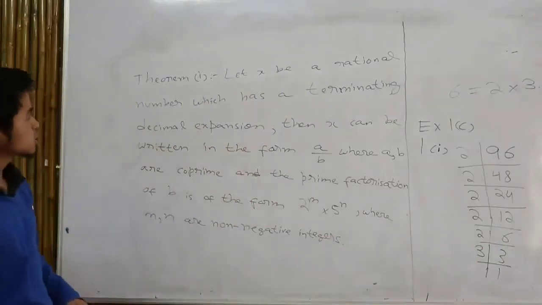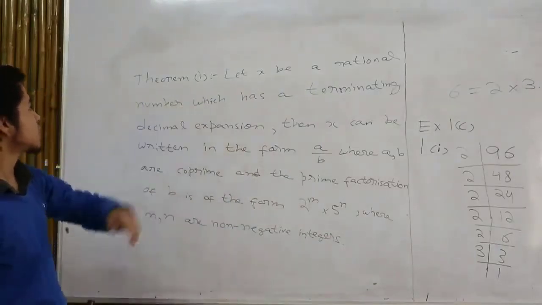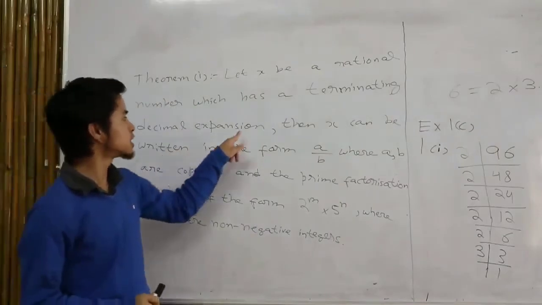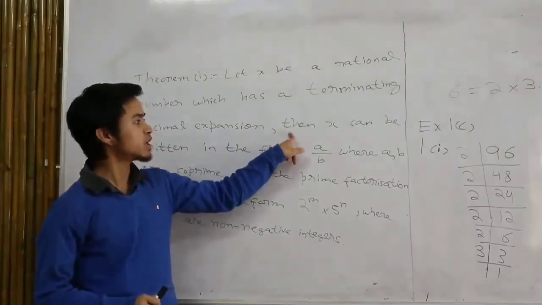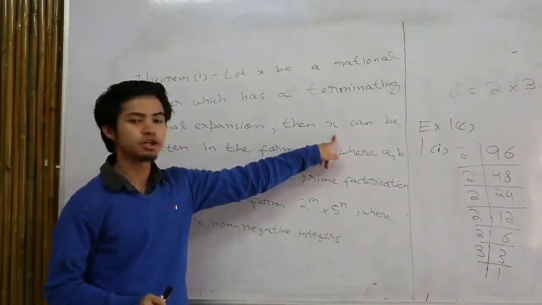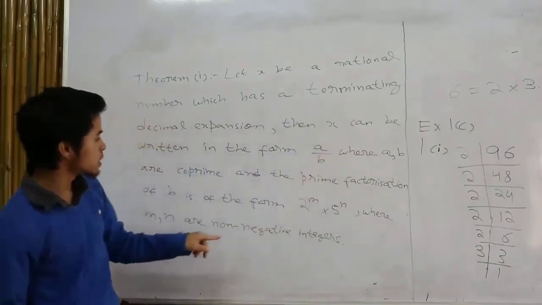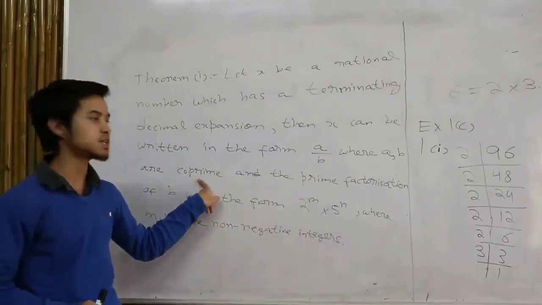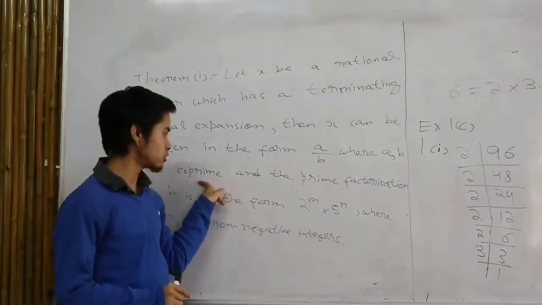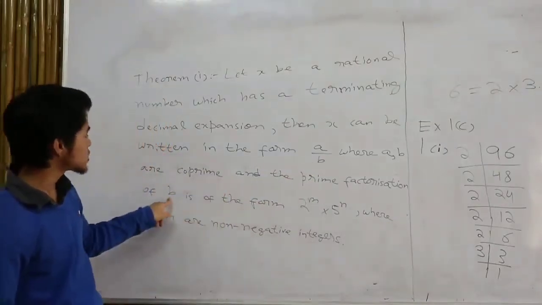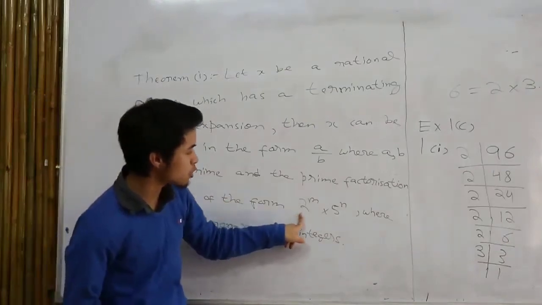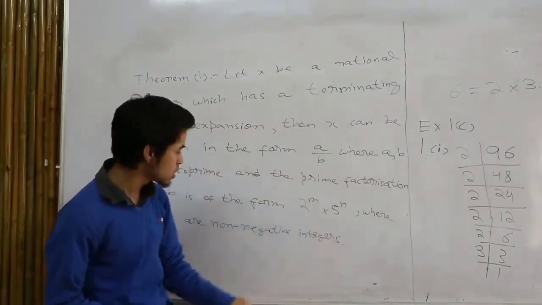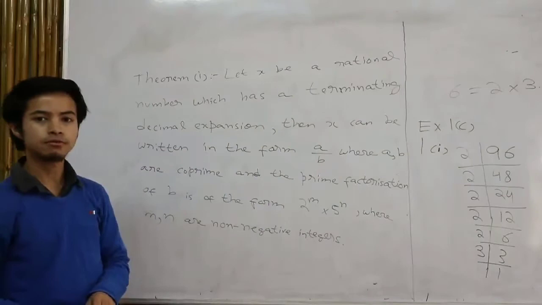So, according to this theorem, if we have a rational number which has a terminating decimal expansion, then we can express or write that rational number in this form. In the form a by b, where a comma b are co-prime. Co-prime means the HCF of a and b is 1. Alright? And the prime factorization of b must be of this form, 2 to the power m into 5 to the power n, where m comma n are non-negative integers.